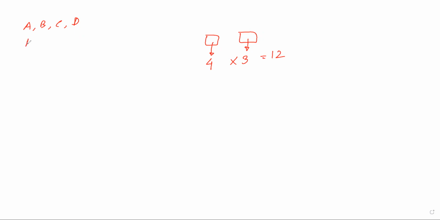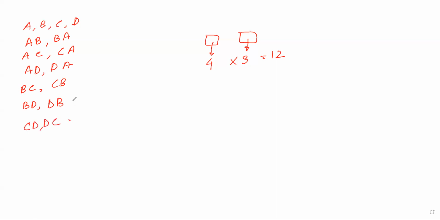So we will see A, B, then B, A, then A, C, then C, A, then A, D, then D, A, then B, C, then C, B, then BD, DB, and CD, DC. So 1, 2, 3, 4, 5, 6 times 2. So these are the total 12 ways you could arrange them.